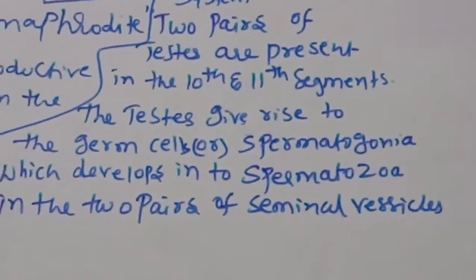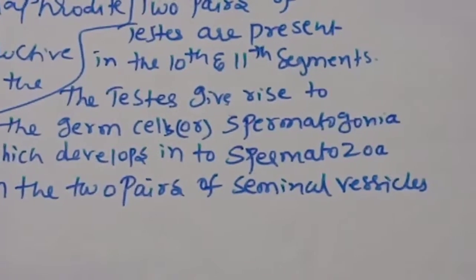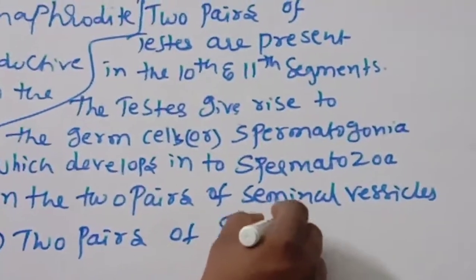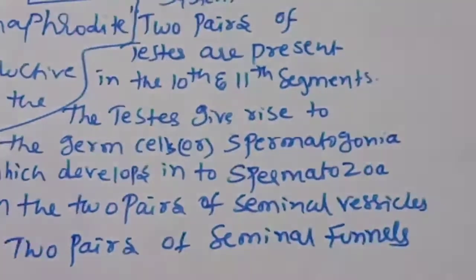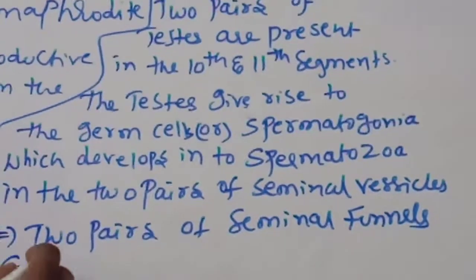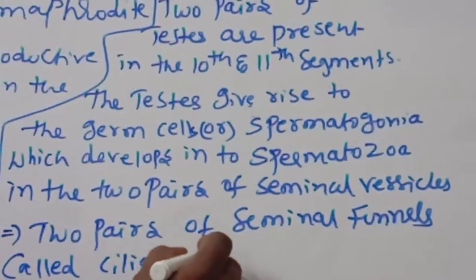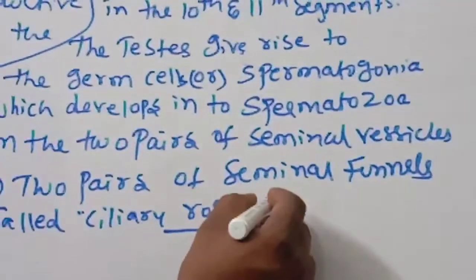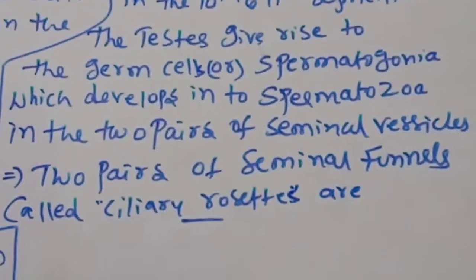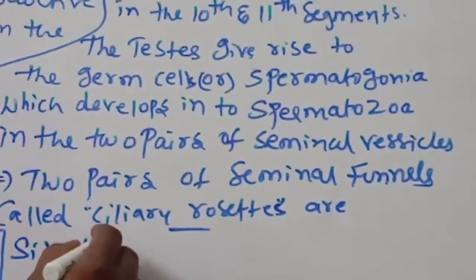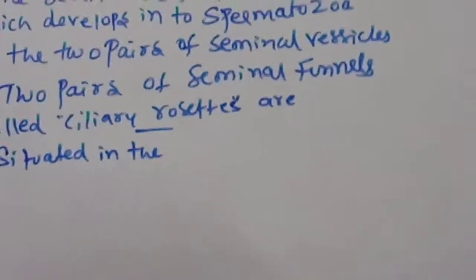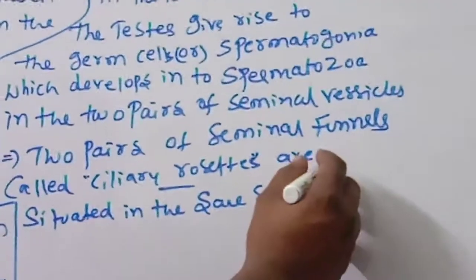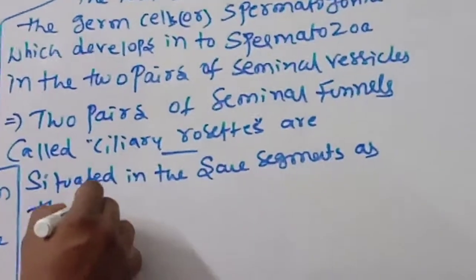Two pairs of seminal funnels called ciliary rosettes are situated in the same segments as the testis.